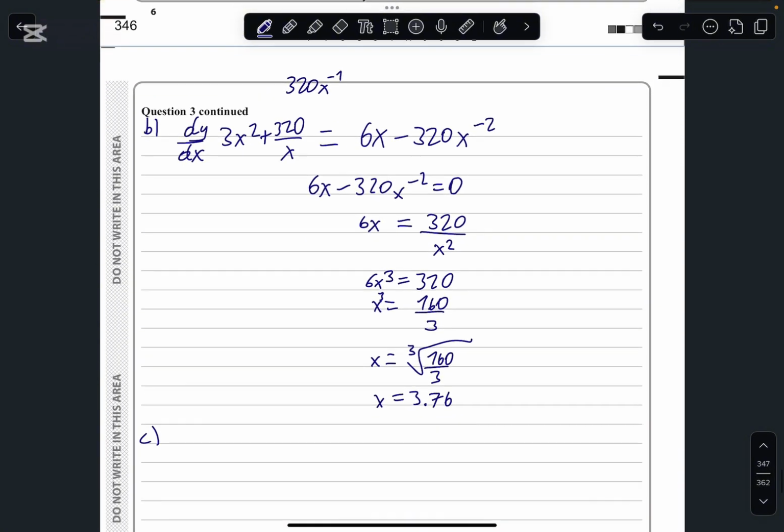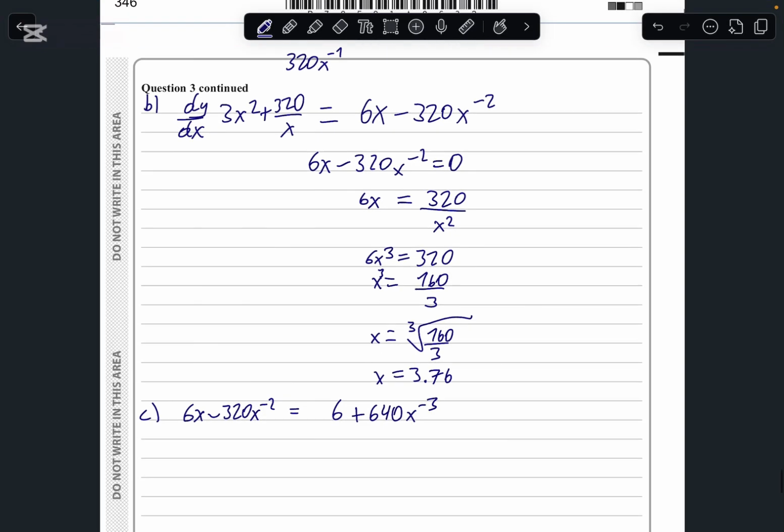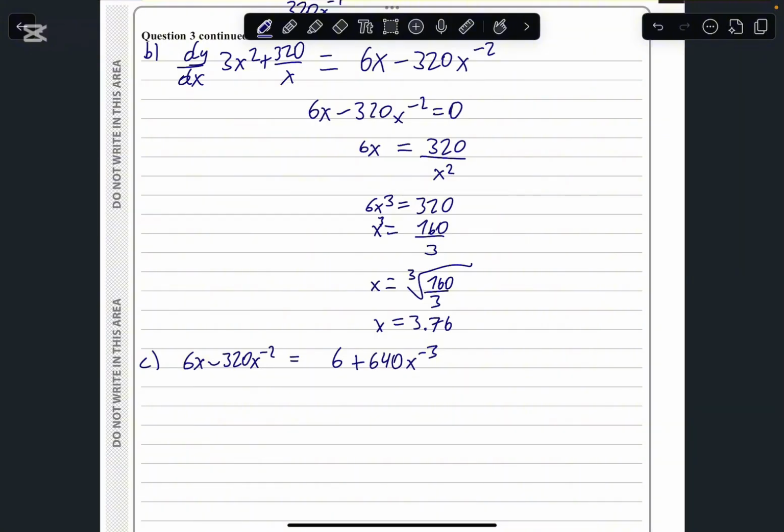so we found the first derivative to be 6x minus 320x to the power of minus 2. And we need to find the second derivative of that. So again, the second derivative, we do it just like the first derivative. So that becomes 6 minus 320 times minus 2, which is plus 640, and we do minus 1 to the power, so it becomes x to the power of minus 3. When we input the x for 3.76, we get that the answer is 18.